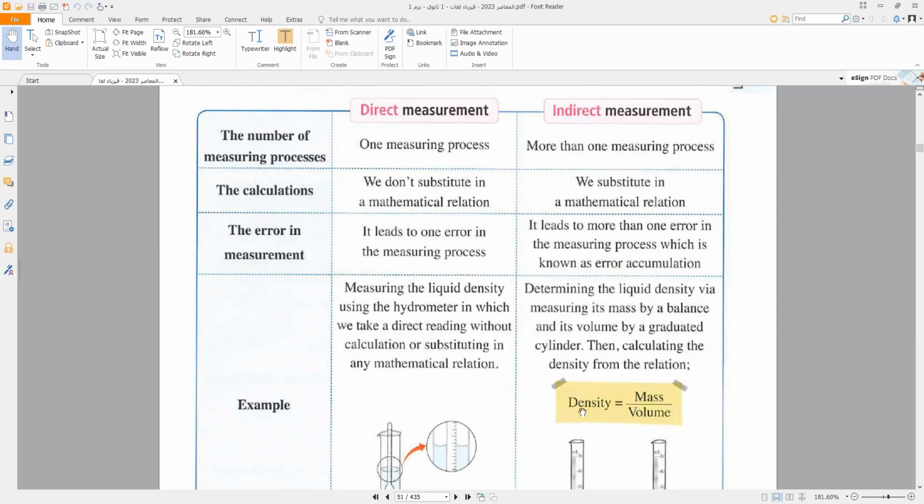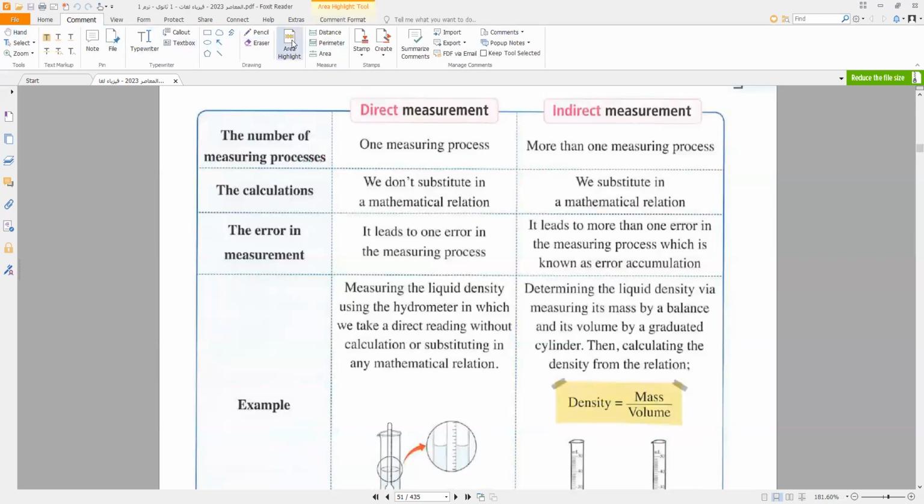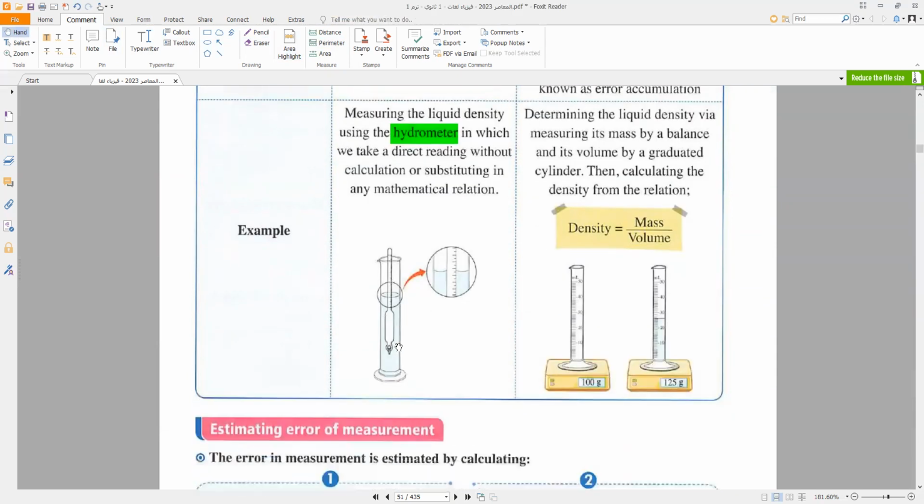What about direct measurement? Direct measurement has one measurement process. Maybe one error occurs or not. No calculations here. If you want to measure the density of a liquid, we will use a device called a hydrometer. It is a one-step measurement.